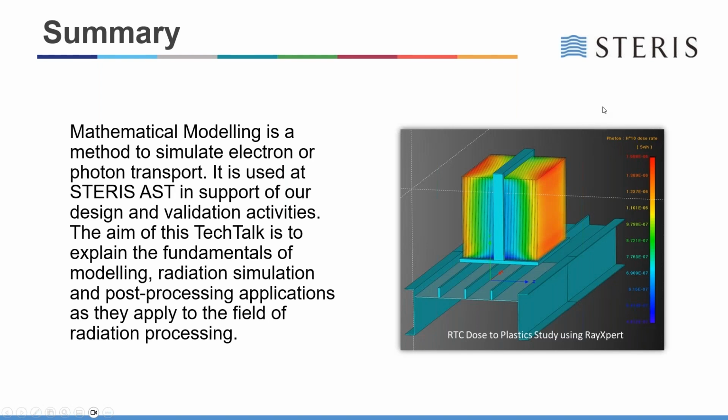Now, to start off with, mathematical modeling is a method that's used to simulate electron and photon transport. And so in a sense, we're using a method to be able to learn more about the situations that we deal with at STERIS every single day. In this sense, we're using it at STERIS AST in support of our design and validation activities. And the aim of this tech talk is to explain the fundamentals of modeling, the radiation simulation side of things, and the post-processing applications as they apply to the field of radiation processing.